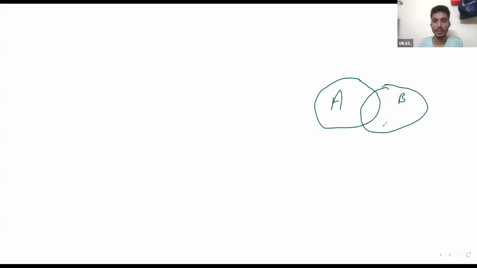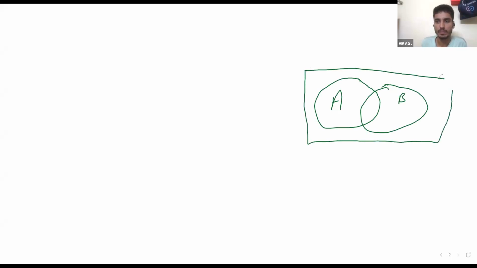Okay, so if I have an event A, and this is event B, and this is my whole sample space. Oh, event space, sorry, this is not a sample space. This is the event space, my script F, because A and B are events.